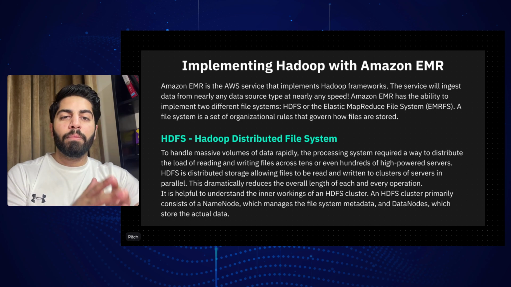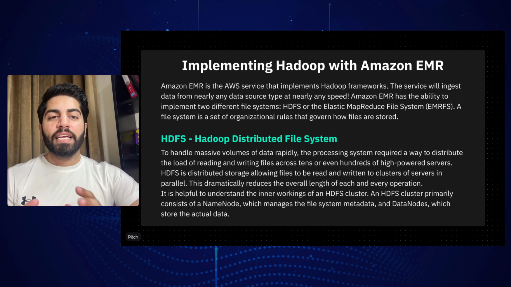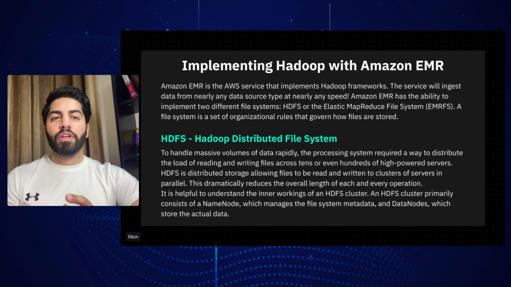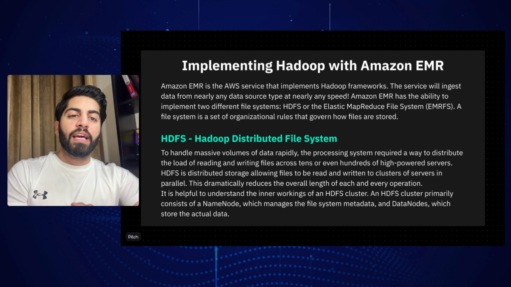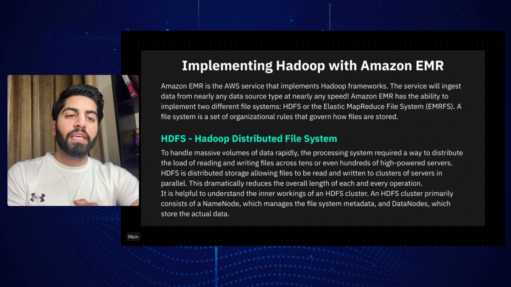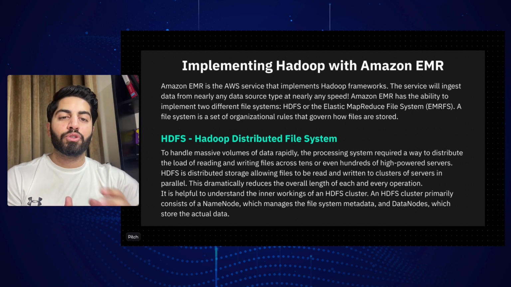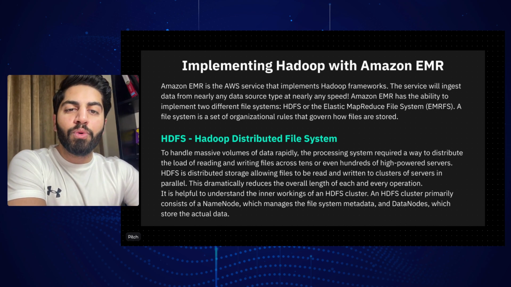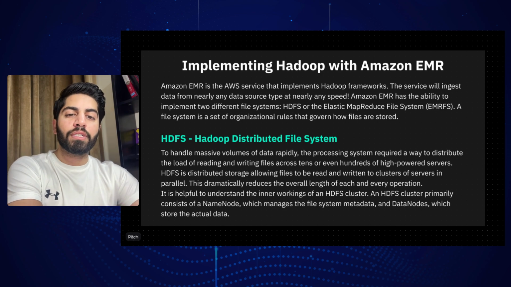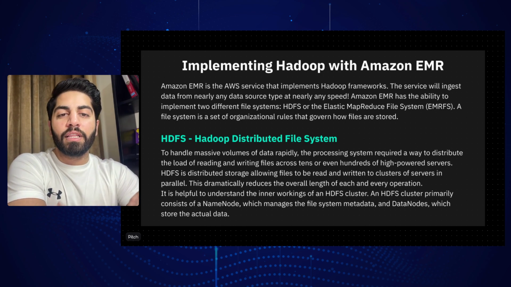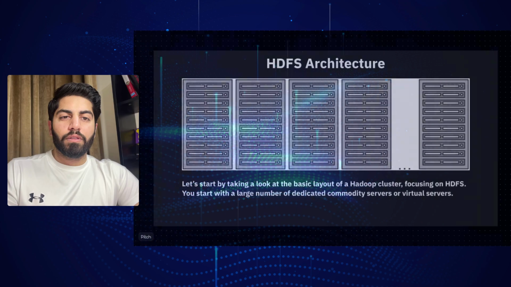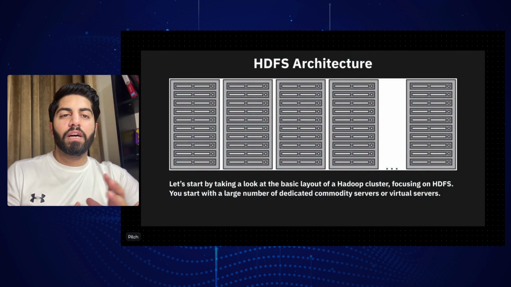Amazon EMR has the ability to implement two different file systems. One is HDFS, Hadoop Distributed File System, or Elastic MapReduce File System, EMRFS. A file system is a set of organization rules that governs how the files are stored. We will look into how HDFS works in the next few slides. So let's start by discussing the Hadoop HDFS architecture.